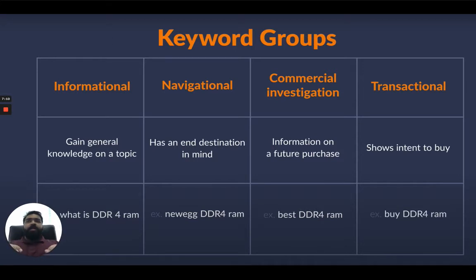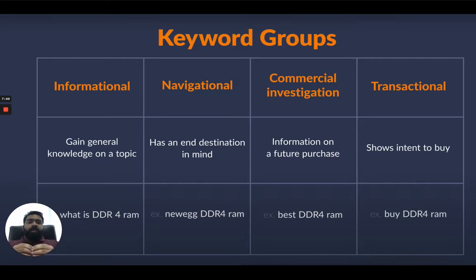So it is very important that you group the keywords based on the search intent rather than going for a category or cluster audience. So in informational search intent, basically the user is searching to gain some knowledge about the topic. For example, what is a DDR4 RAM, or what is Nike's new hoodie? Got me? So informational keyword where the user is trying to gain knowledge. So when it comes to navigational, the user has an end destination in mind. Newegg DDR4 RAM, or Nike Air Soul Edition 4. Got me? So navigational keywords.